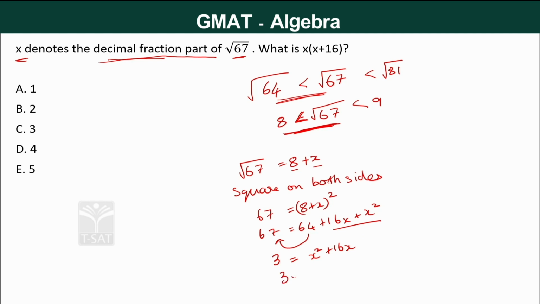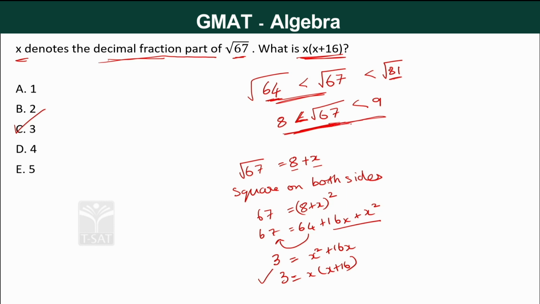So we say 3 is equal to x into (x plus 16), which is what they are asking us: what is the value of x into (x plus 16)? So that comes out to be 3, that is option C. So here we are mainly looking at where the integral part and where the fraction part will lie. We picked two perfect squares, that is 64 and 81, so that we know where our root 67 integral part lands.